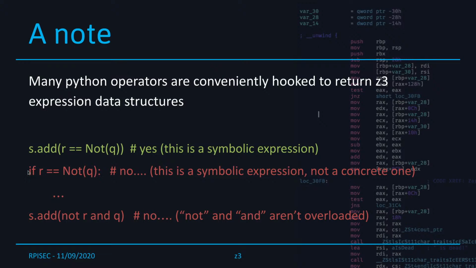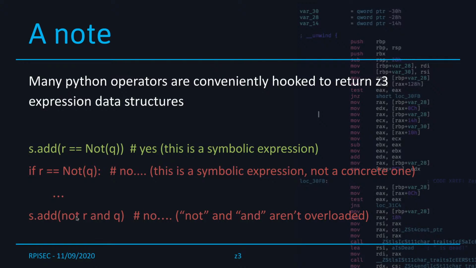And then if you try to use that as a concrete variable, so right here we've added this constraint that r is equal to not q. However, if you try to treat that like a Boolean, like a concrete value, if you try to check if r is equal to not q, then that's going to throw an error as well, because that's not going to return a Boolean, that's going to return this symbolic value. It's a symbolic expression, I guess I should say.